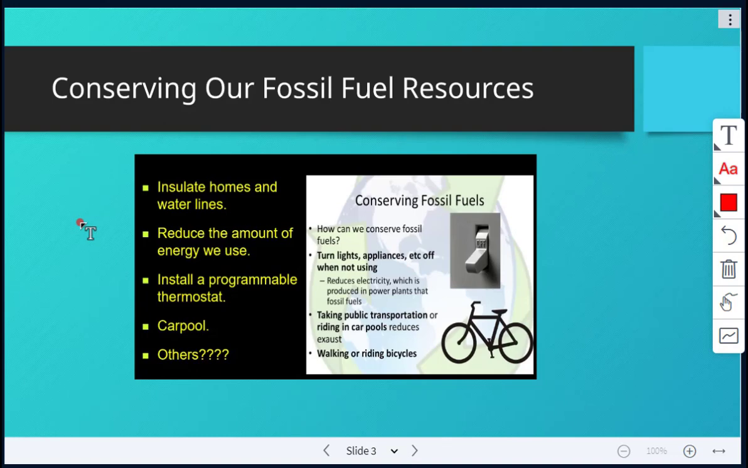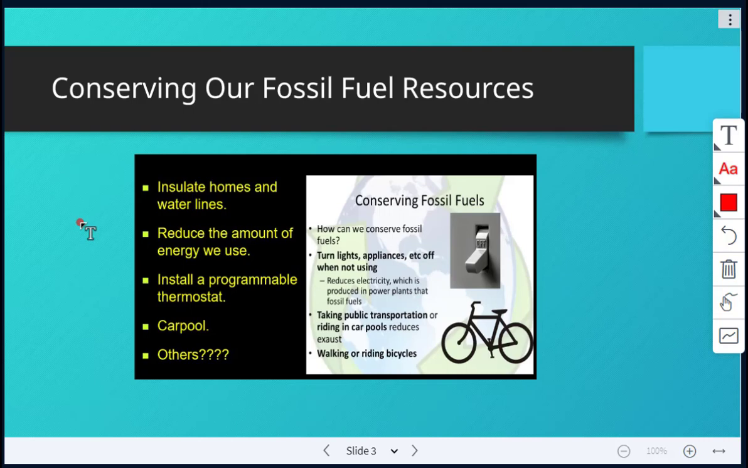Concerning our fossil fuel resources, things we can do to conserve them include turning off the lights or appliances when we're not using them. That reduces electricity, which is being generated in power plants by burning fossil fuels. We can reduce emissions from vehicles by taking public transportation, carpooling, biking, walking, and insulating homes and water lines.